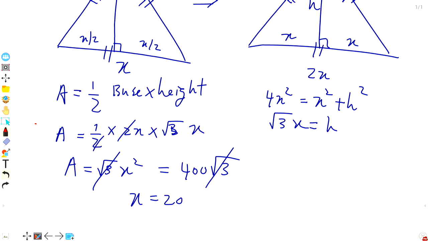Oh no, hold on. They ask you the perimeter. So now if x is equal to 20, what would be the perimeter? The perimeter would be 2x, 2x, 2x, so 6x. It's going to be 20 times 6, which is 120.